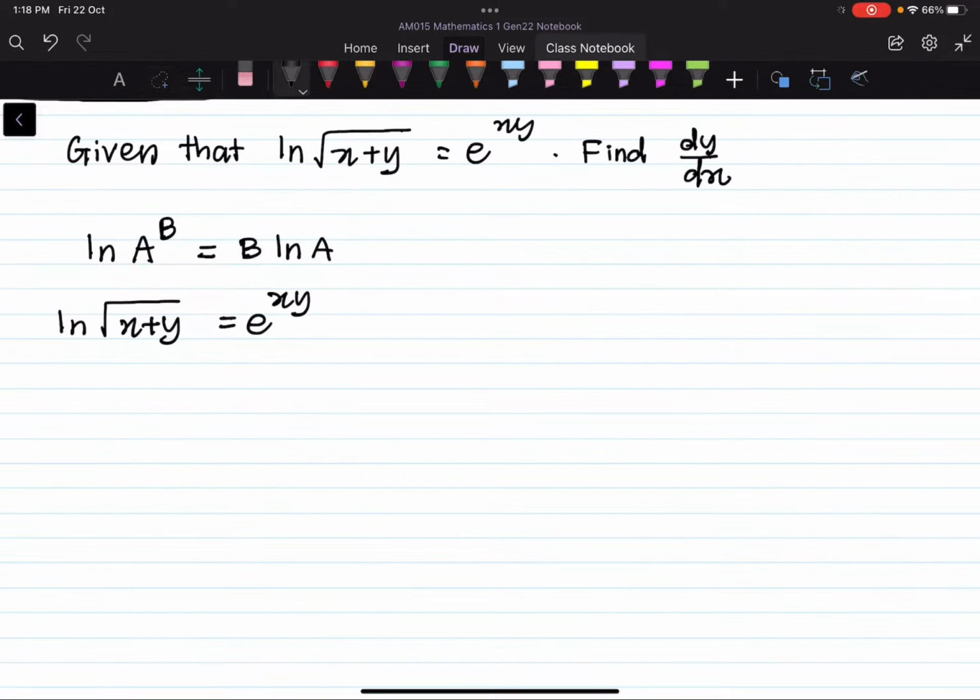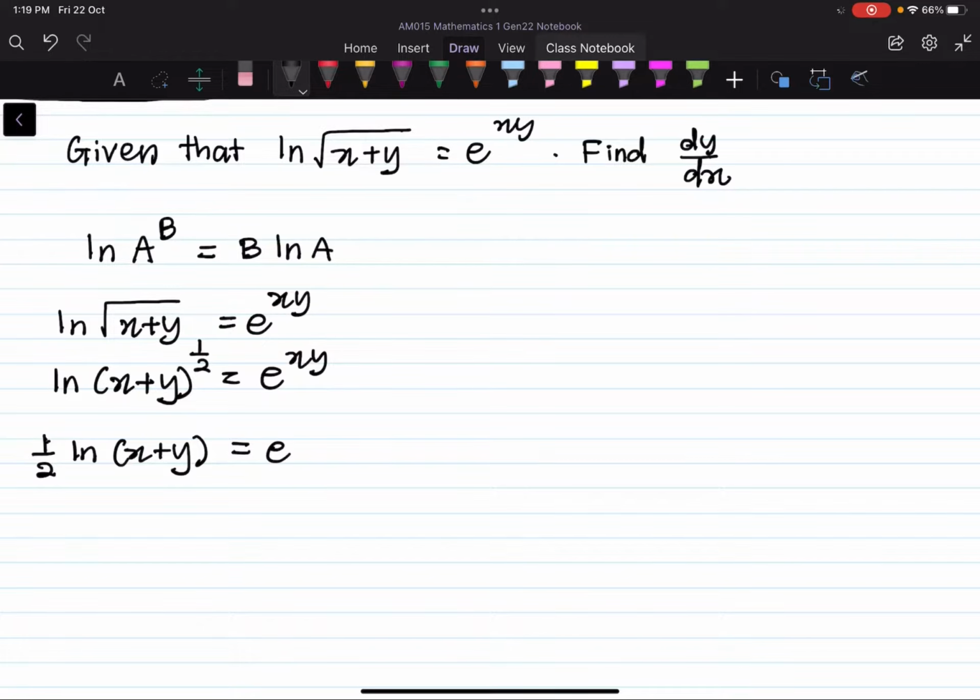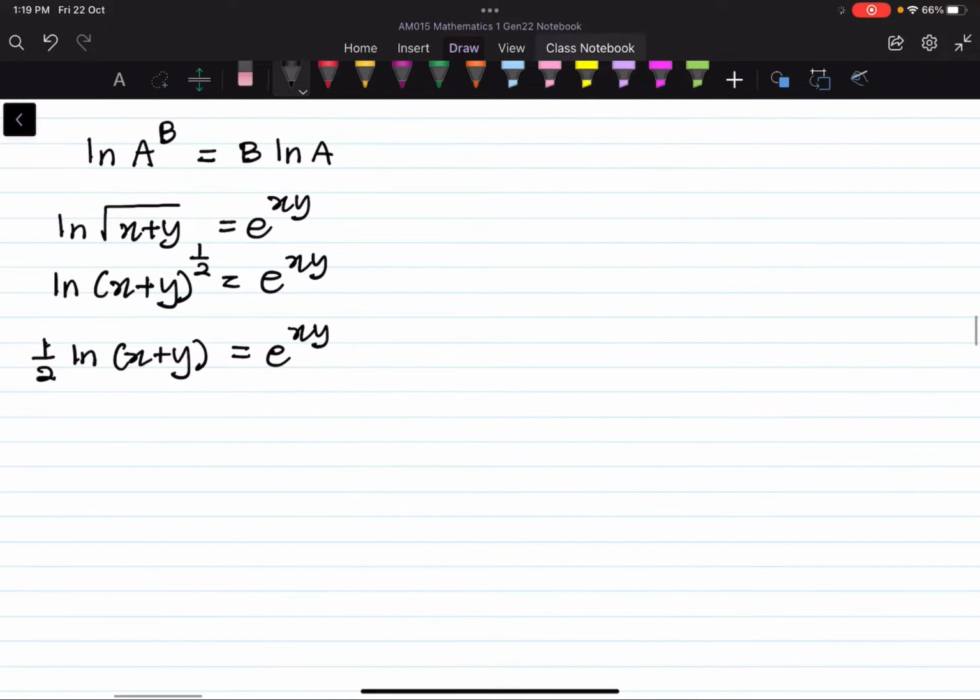which is ln (x+y)^(1/2) = e^(xy), and we can bring down the power 1/2 in the front and write down 1/2 ln(x+y) = e^(xy). Now we can start our differentiations.